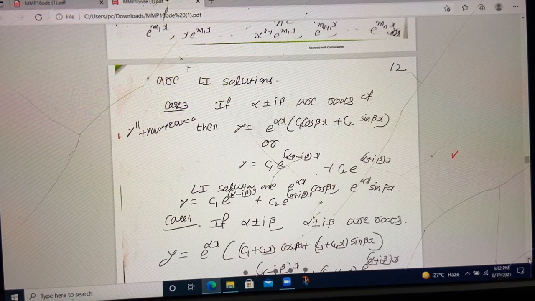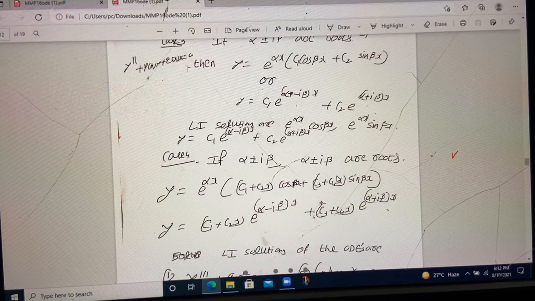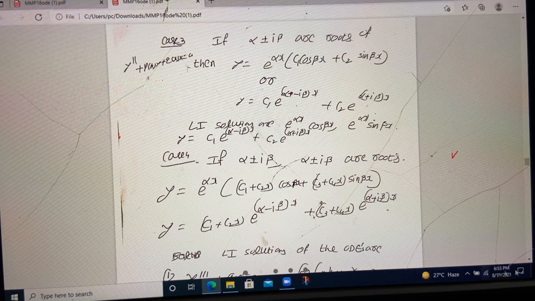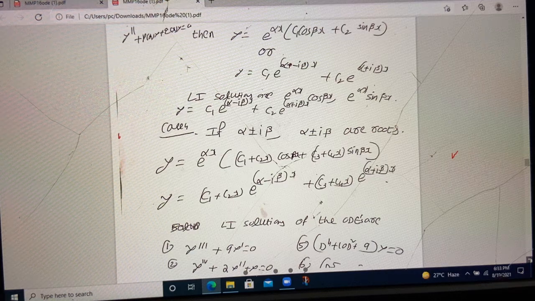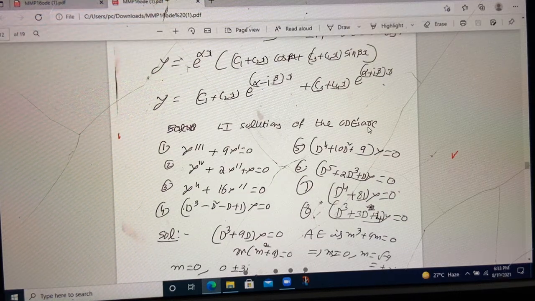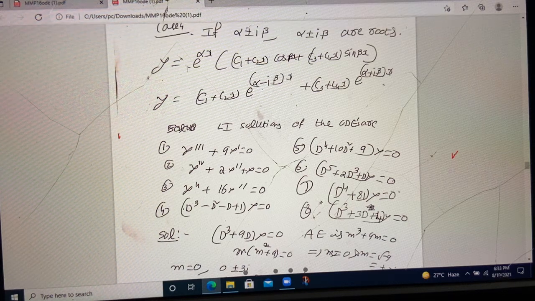Suppose they are repeating. Then how are we going to write this? When they are repeating two times, we have to write a first degree polynomial. Where to write it is here: the cos beta x coefficient polynomial, the sin beta x coefficient polynomial. Or you can also write it as C1 plus C2 x, e power alpha minus i beta into x, C3 plus C4 x into e power alpha plus i beta x. These are linearly independent solutions of the ODE.